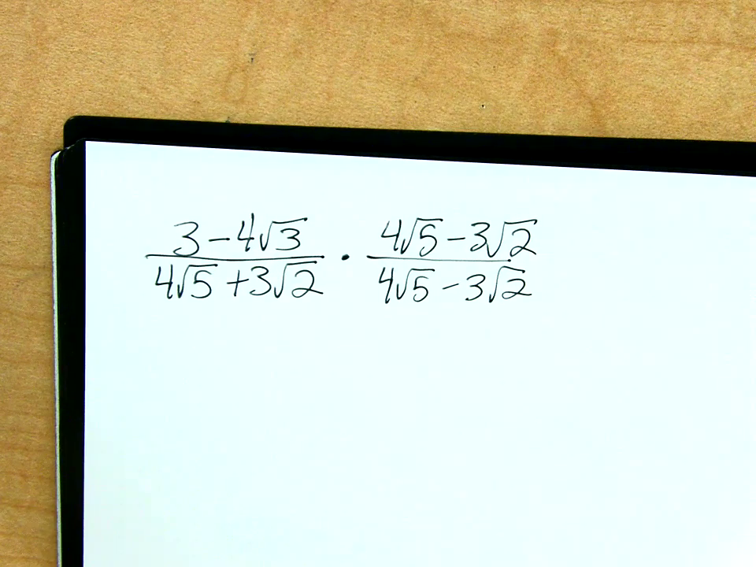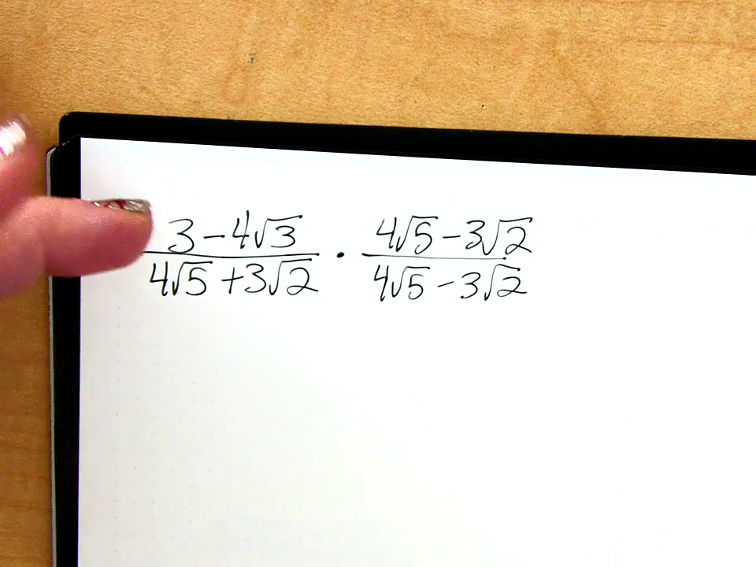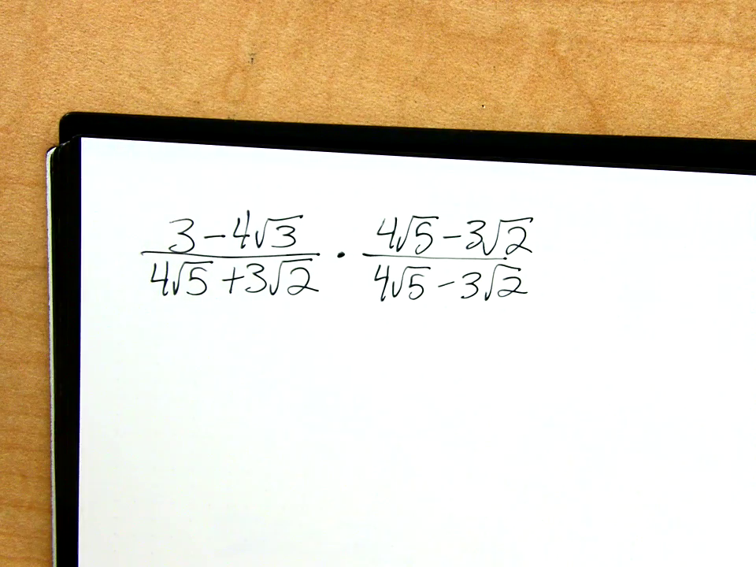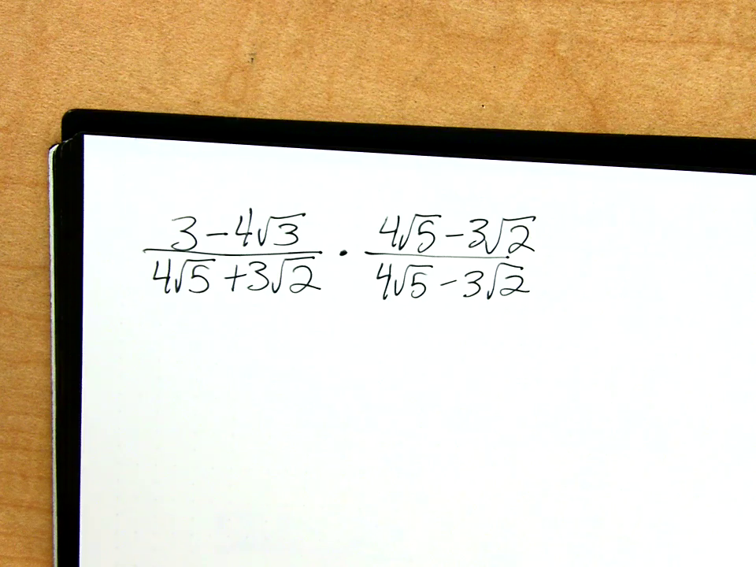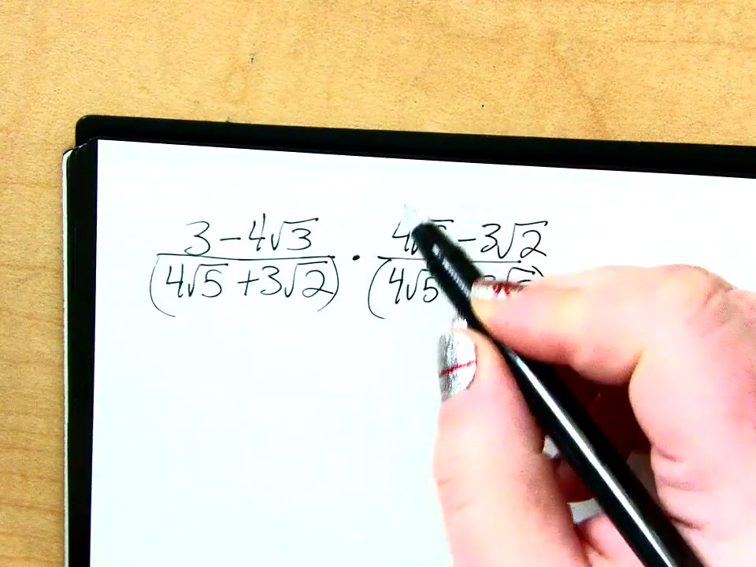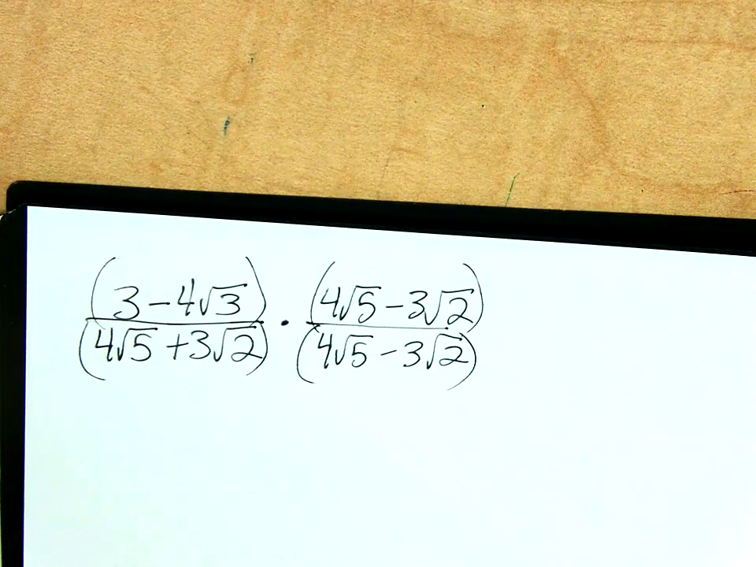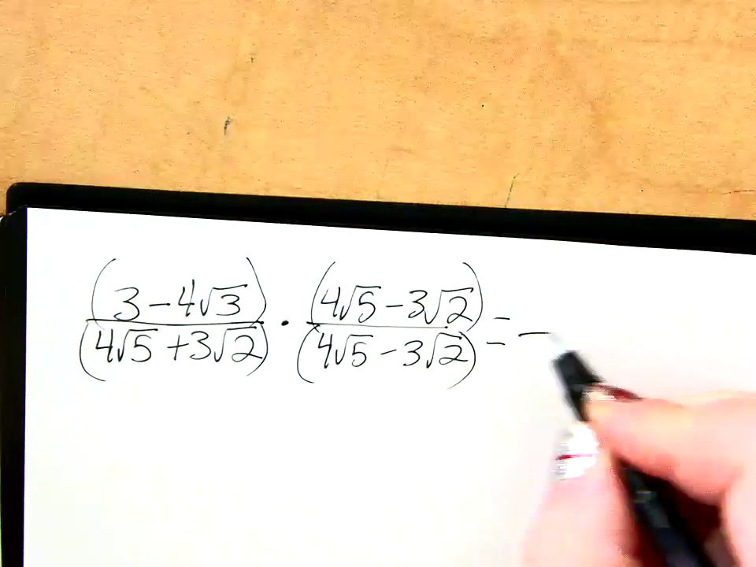The reason why this one is particularly difficult is I'm going to have to FOIL twice. I have to FOIL in the numerator and in the denominator. Oh well, that's the way the cookie crumbles sometimes. So up top, let's see if I FOIL those together. I didn't leave myself much room, but that's okay.